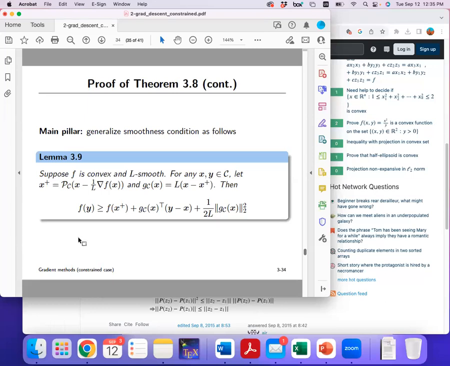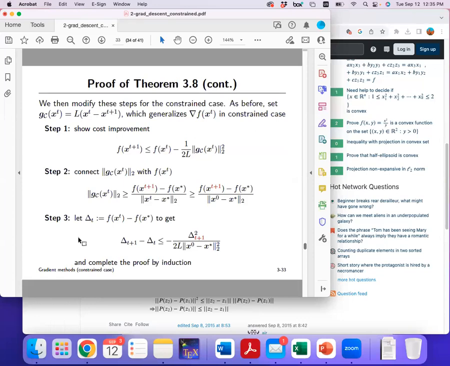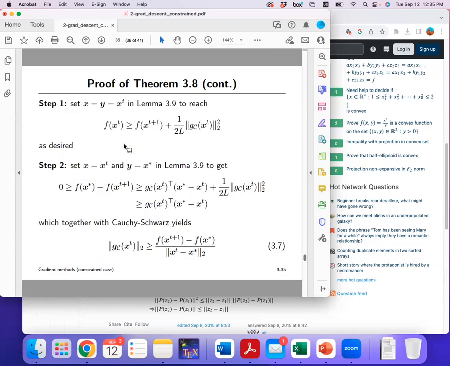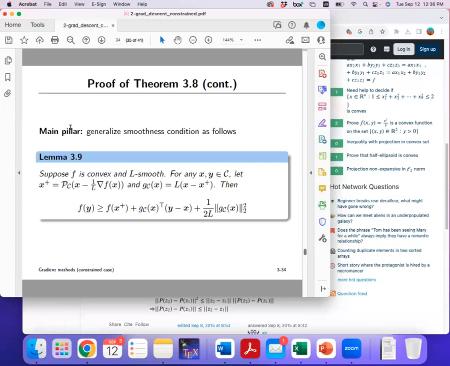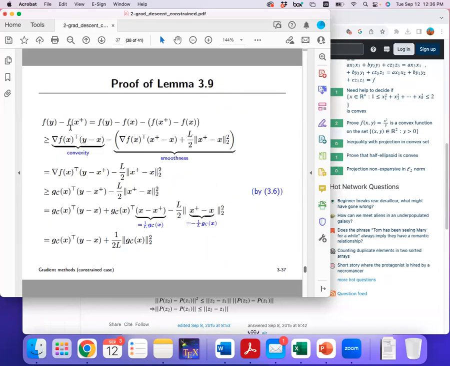And the convergence analysis is basically utilizing this inequality in different ways. We just set x and y to two different parameters, and then we can get different inequalities. So the key result is to prove this lemma. The proof takes several steps, but it is relatively simple.